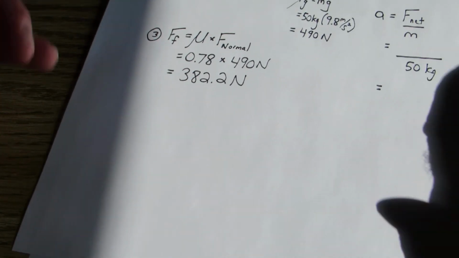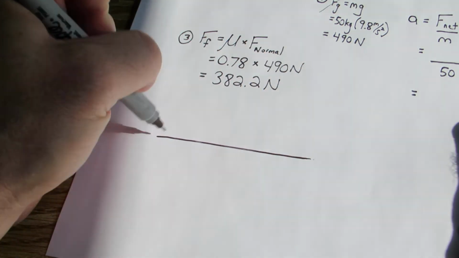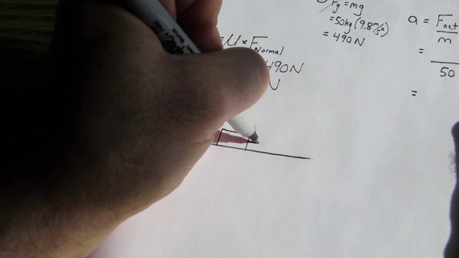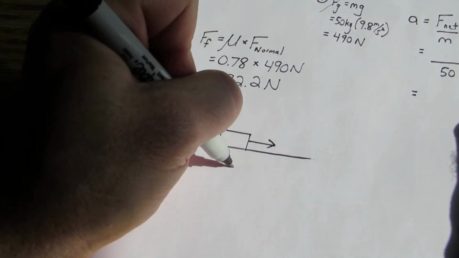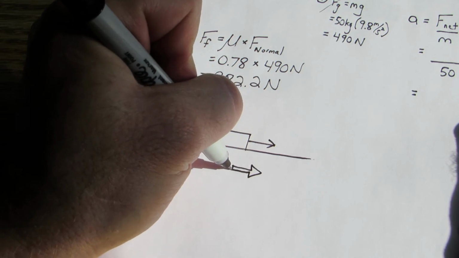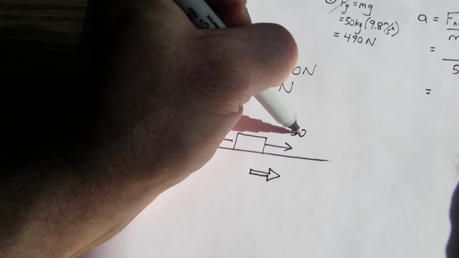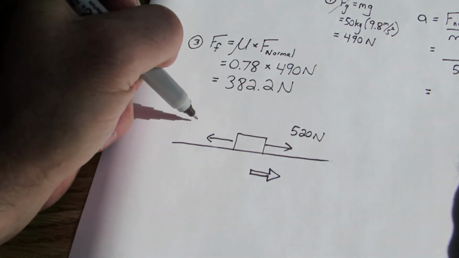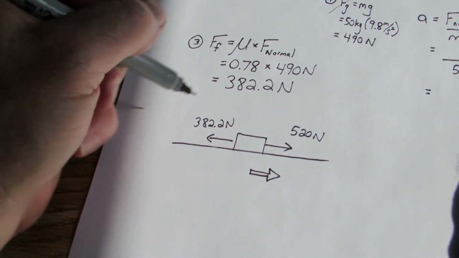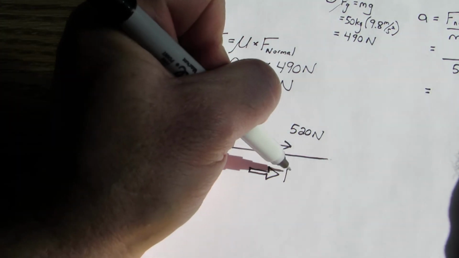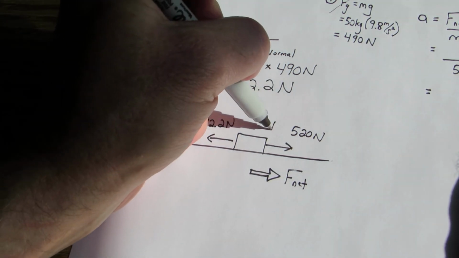So you don't have to redraw a diagram, but I will just for the sake of it. This is really what's happening in this question now. You've got an arrow this way and an arrow that way, and overall there's going to be a net force. So this goes all the way back to day one when we started forces. You're pushing forward with 520. There's 382.2 newtons coming off due to friction, and there's going to be an overall net force forward. I suppose I should label these.